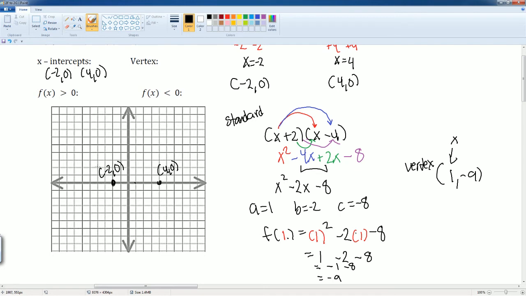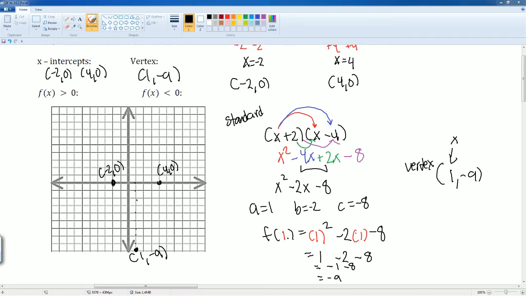Looks like that point is 1, negative 9. So 1, 2, 3, 4, 5, 6, 7, 8, 9, negative 9. So that's 1 comma negative 9. So that's our vertex of 1 comma negative 9.